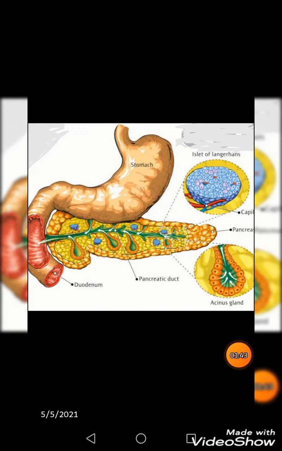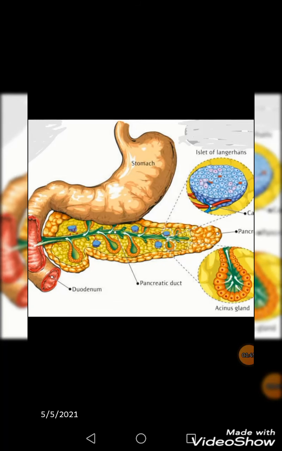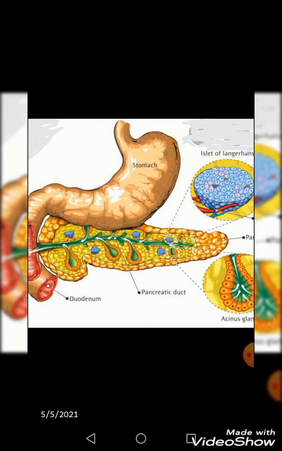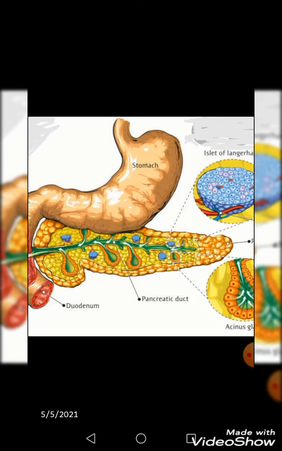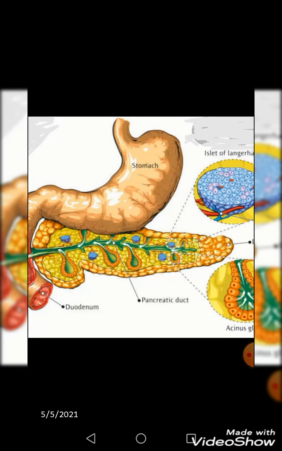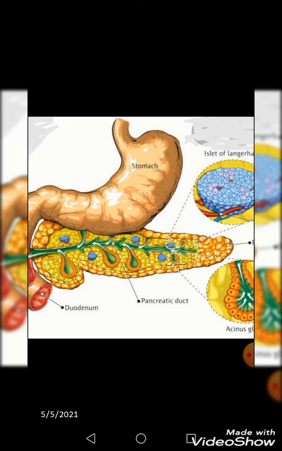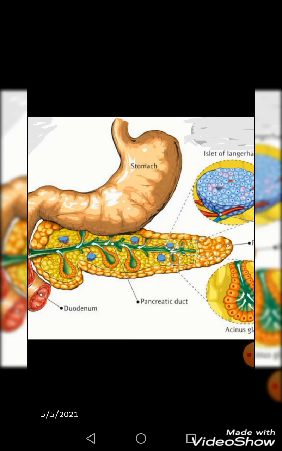The pancreas is covered by a thin connective tissue capsule that sends septa inside, and it divides the inner structure of the pancreas into lobules. So the connective tissue that is forming the capsule and forming septa is also providing the passage for the neurovascular bundle to run in.